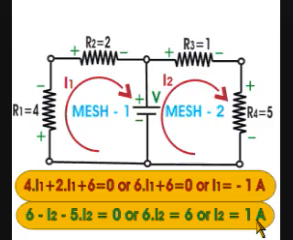The value of current I1 becomes negative, which implies that the actual direction of current in the circuit was opposite to our assumption of mesh current for mesh 1. As the value of current I2 is positive, the direction of the actual current and the assumed mesh current match.